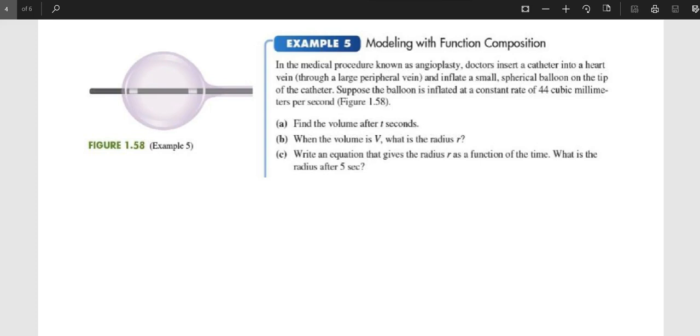So you have a vein. They basically put a little balloon in there, blow it up to kind of push back some of the cholesterol so that your veins can breathe, basically, and the blood can flow, right? Yeah, so you don't have a heart attack. Yes.